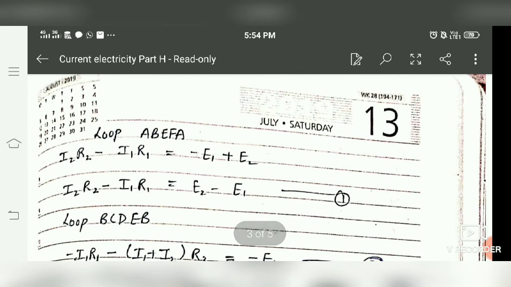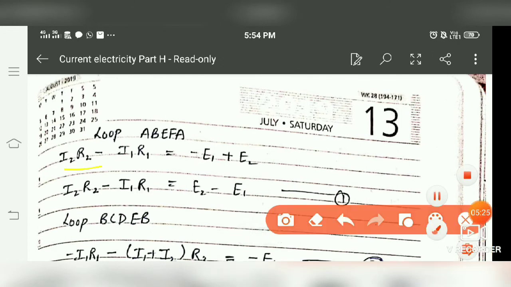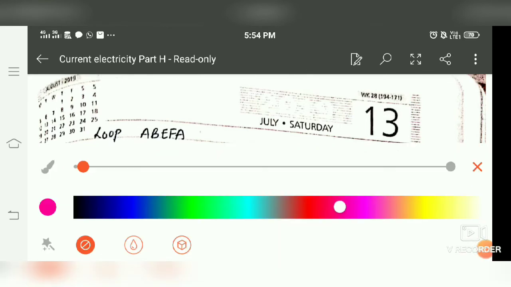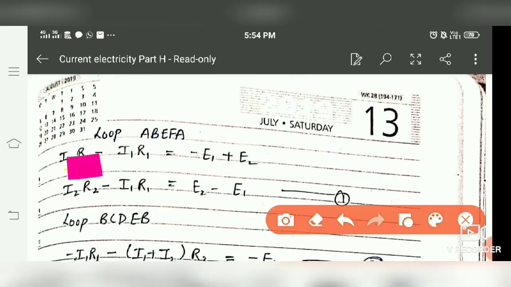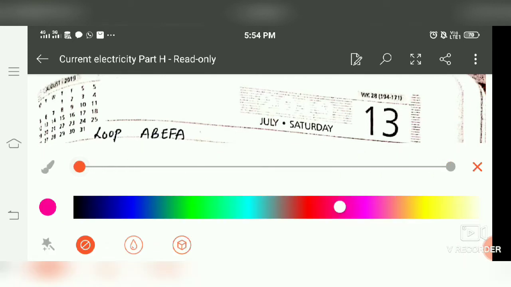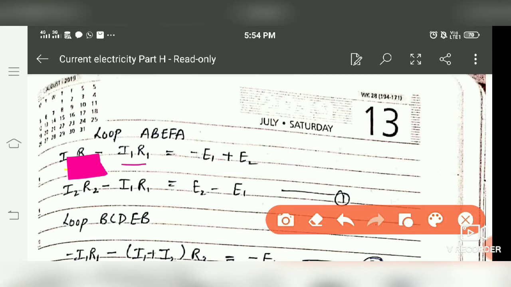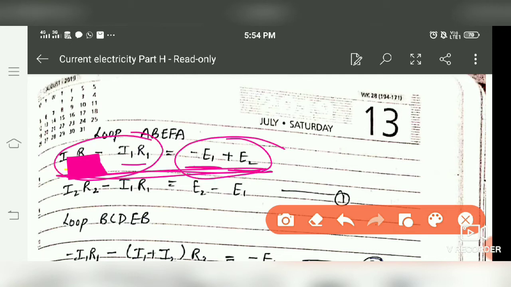So we get I2 R2, which is positive, where I1 R1 is negative. The EMF, this is negative, this is positive. So this net is equal to this. So in total this is equal to 0. If we take it in one direction, this is equal to 0. So we get this result from here.